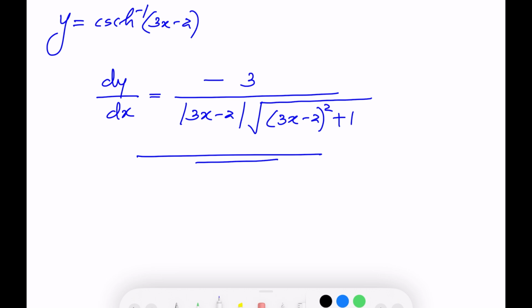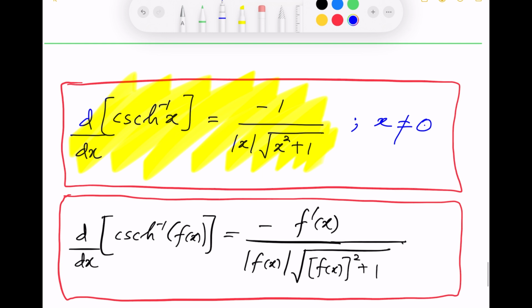Alright, that's a bit long video, a complicated concept, but if you can simply remember these two results for the differentiation of hyperbolic cosecant inverse x and for the differentiation of hyperbolic cosecant inverse composite functions, that's basically all you need to know from the Calculus 1 class. Derivation of these results is actually not super important unless you are a math major.